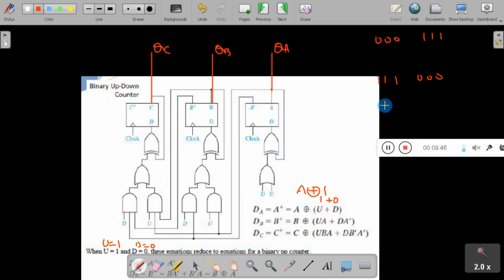When the control signal U is equal to 1 and D is equal to 0, the counter will count in the upward direction, that is from 000 to 111. When the control signal U is 0 and D is equal to 1, the counter will count in the downward direction, that is from 111 to 000. So in this way you can design a mod 8 counter or 3-bit synchronous counter by using D flip-flops and a transition table.